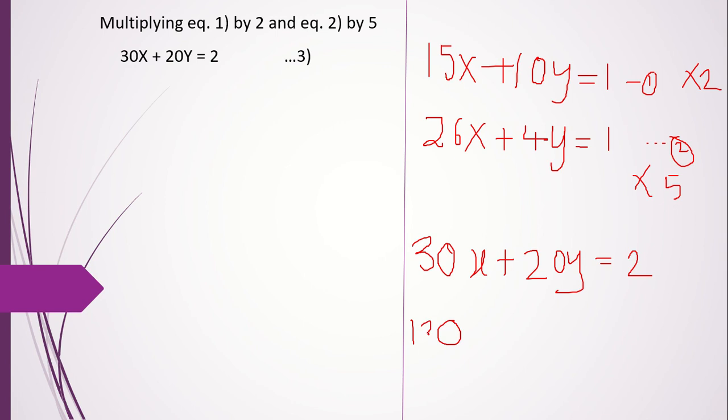130x plus 4 5s are 20y is equal to 5. Okay, so you can see here we get a little smaller number. That's the only thing. If you multiply by 10 and 40, it may be a little bigger, 40 40, that's it, but the answer is going to come the same. Now here 20y is going to get cancelled.